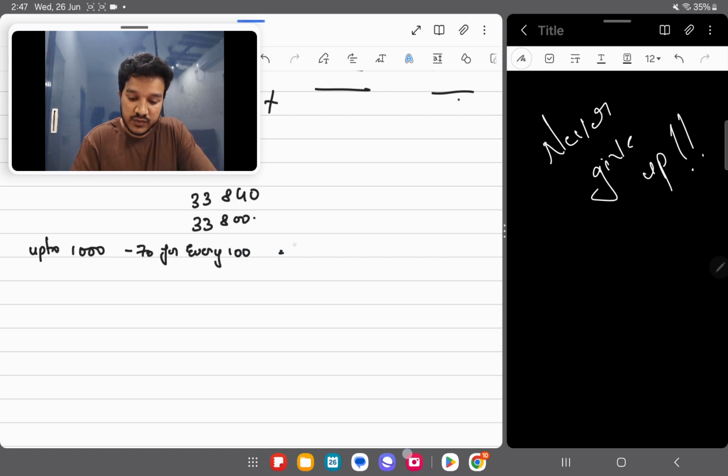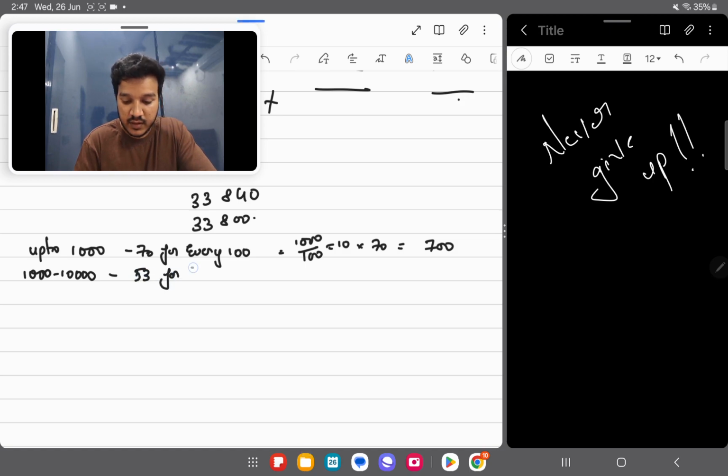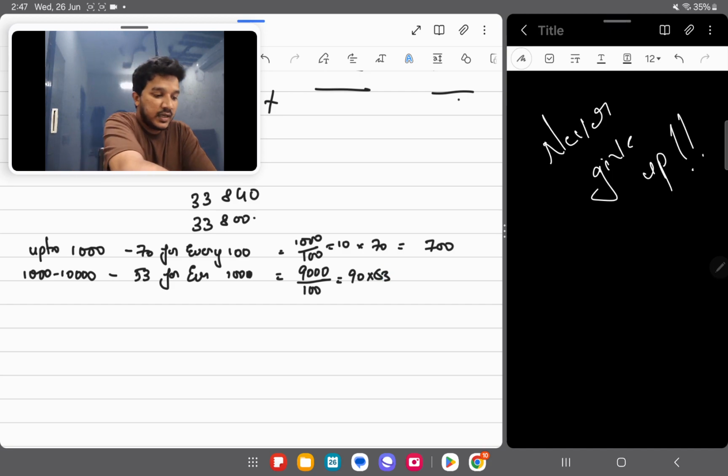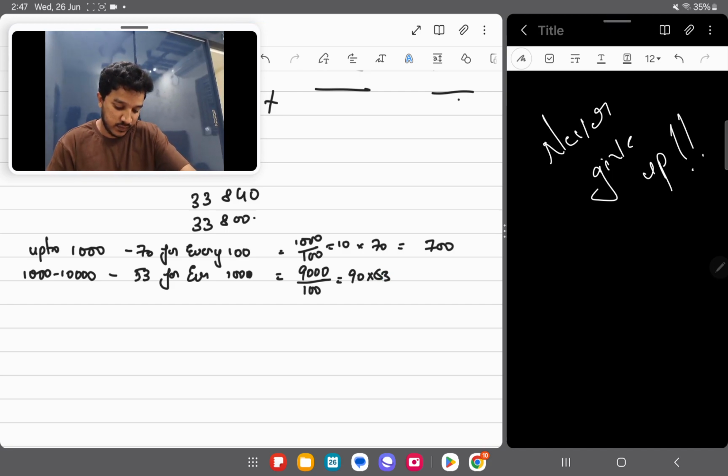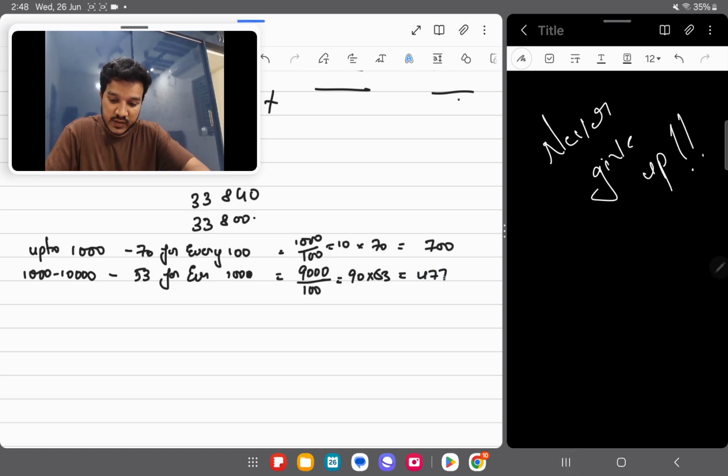Now you have to see how many 100 tons are there. 10. So 10 into 70, which comes to 700. Now we will see from 1000 to 10,000. There are 9,000 in this and it says 53 for every 100. So there are 9,000 here, 1,000 already counted, so for every 100 we get 90 into 53. Let's calculate: 90 into 53 comes to 4770.